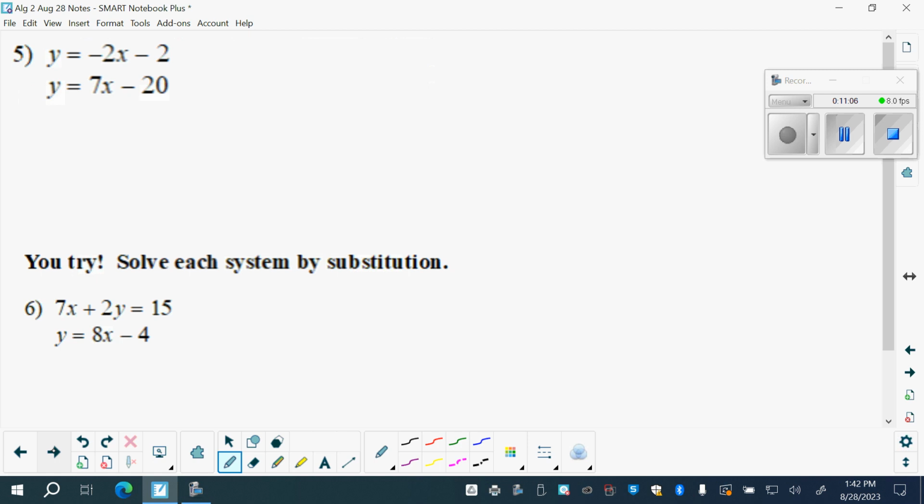Okay, what do we do on this one? Like the y or the y. They're both equal to y, so we can substitute either one for the y, it doesn't matter. We can take this and substitute it in for this y or vice versa. So negative 2x minus 2 is 7x minus 20. And let's see.